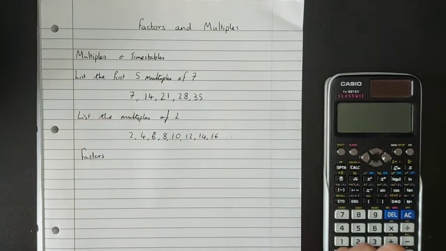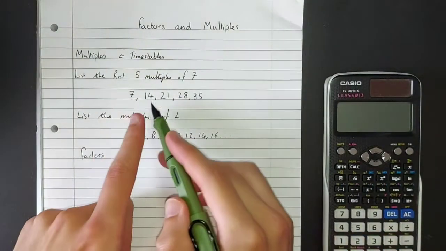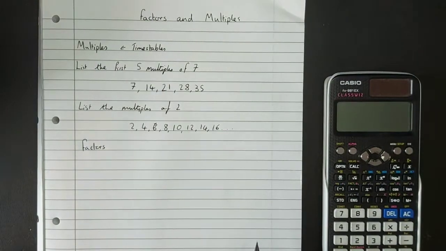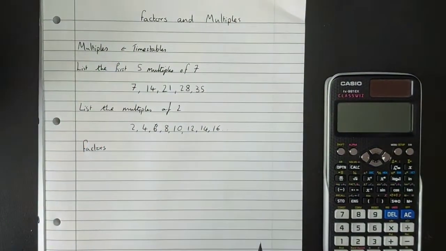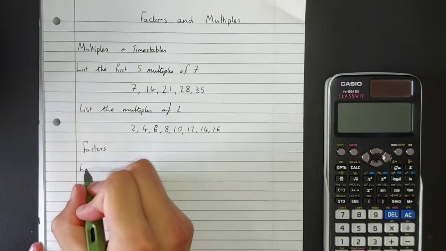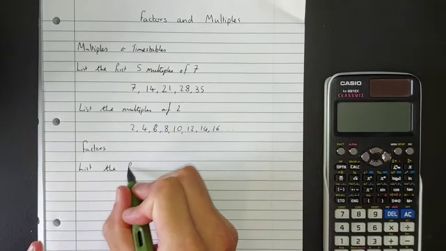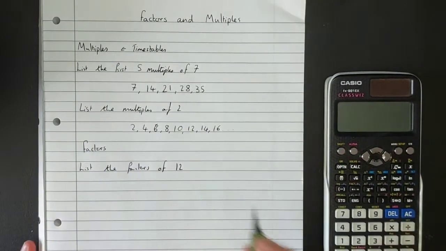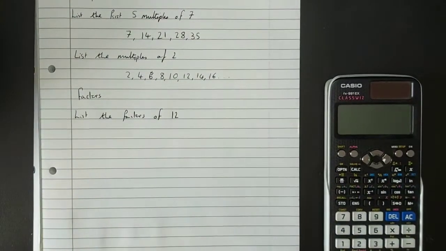Okay, so if a multiple is a resulting number that you times this by to get to, a factor is kind of the opposite. So you start with an answer and you've got to think of 2 whole numbers that times to give you that answer, okay? So let me give an example. This time, they don't have to give you an amount because there will be a finite amount of factors, okay? Let's do list the factors of, we'll do 12 to start with.